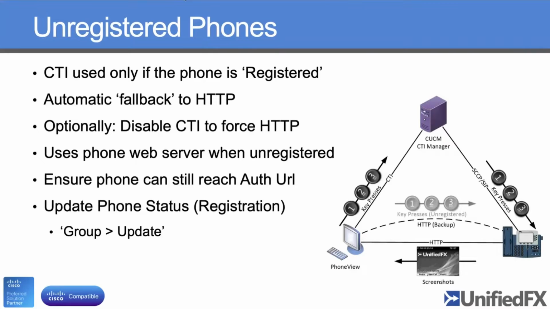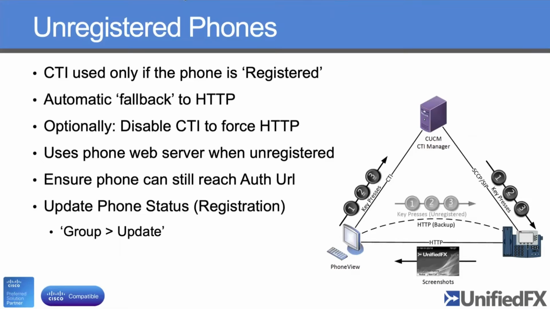So in terms of unregistered phones, as I've tried to describe earlier, the way PhoneView works is fundamentally it will always try to use, if it can, CTI to control the phone. That means the key presses, like deleting the ITL file, all get sent down the signaling channel, the existing registered connection of the phone, so that's SCCP or SIP, either way, as per that diagram.